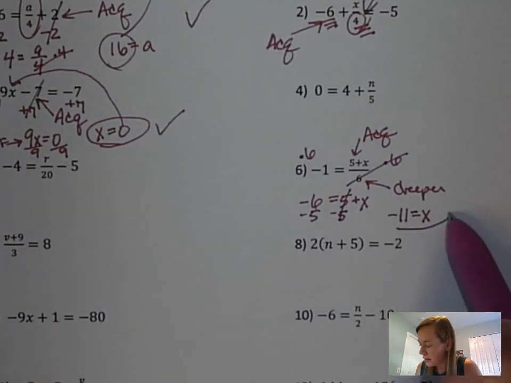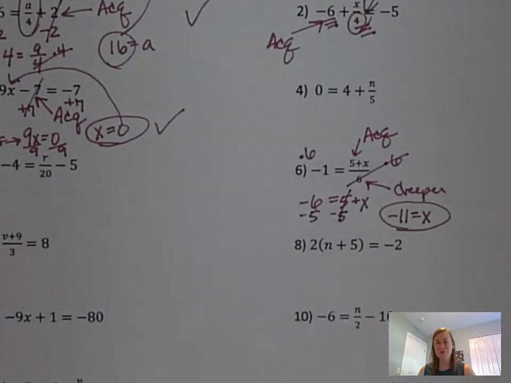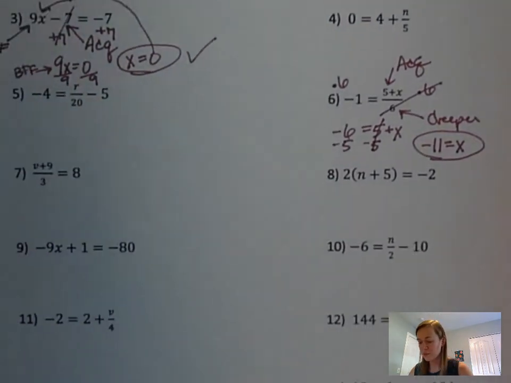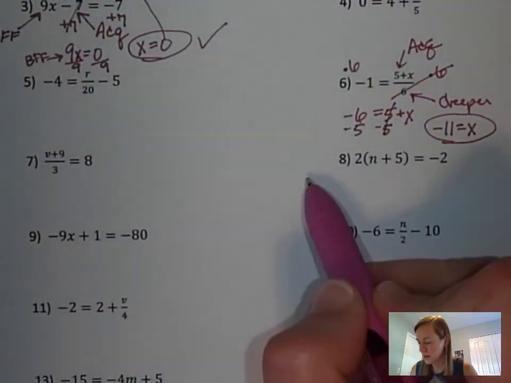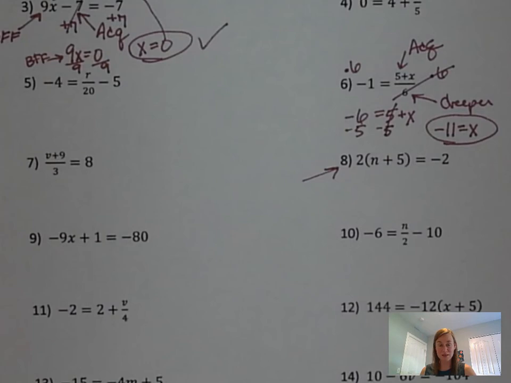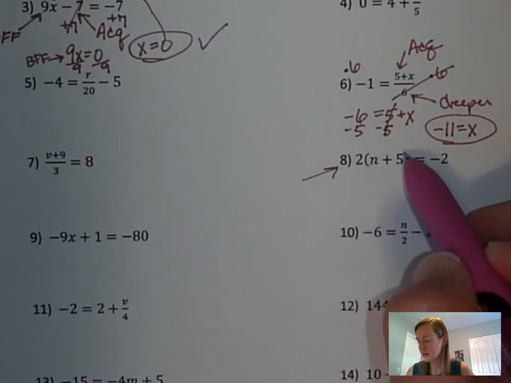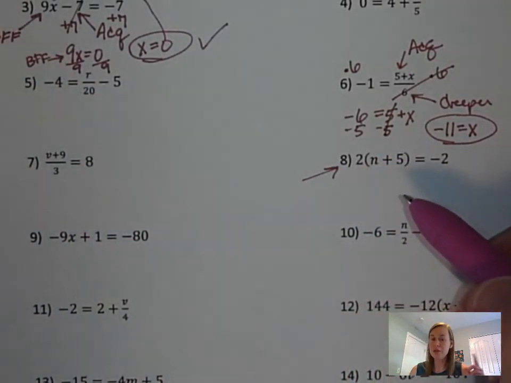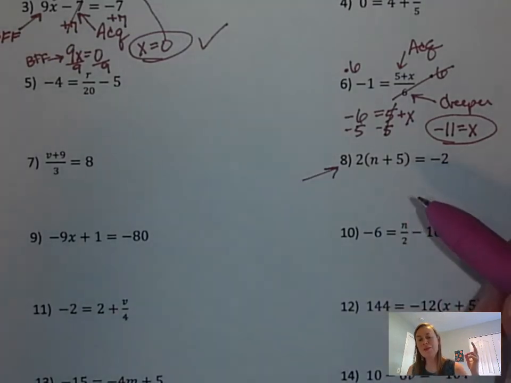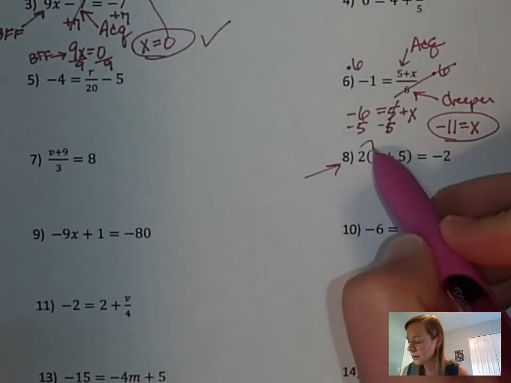So I hope that gets you off on the right foot for this assignment. You know what? Let's do one more. I just noticed I haven't done one like this. Let's do number 8. Okay, so for this one, whenever you have a number in front of parentheses, like this, you could distribute, or you could get rid of the 2 first. Let's just go ahead and distribute for now.